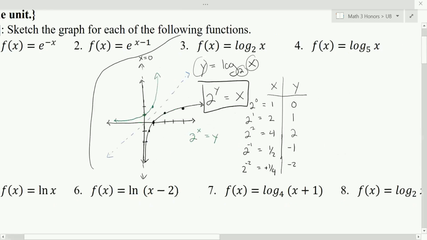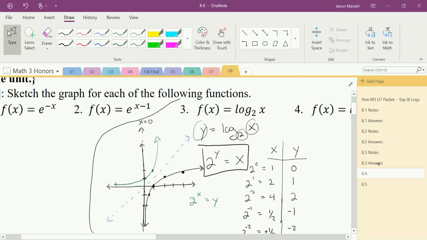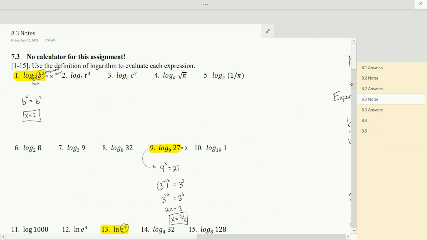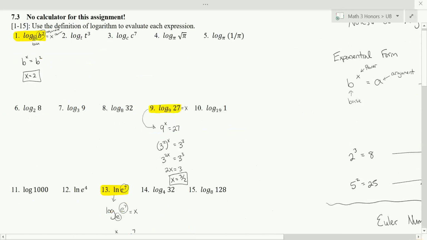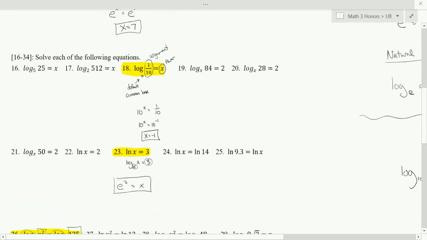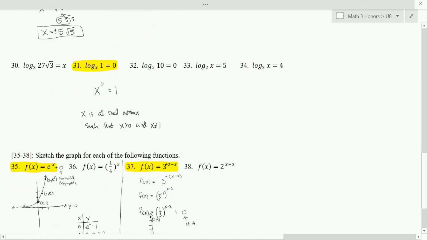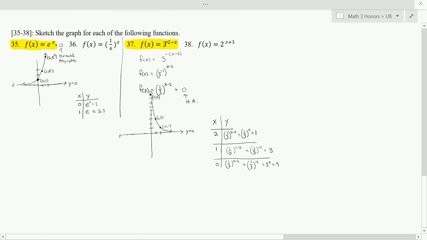Do you want to try one more graph? How to graph e? We did look at one. I'll pull it up in our notes. I think it's at the end here. Number 35.